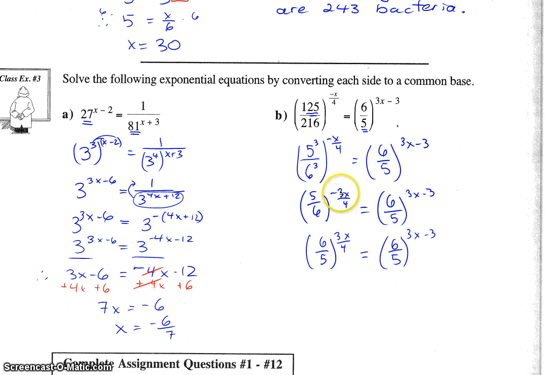Again, never reciprocal your exponent. Ever, ever, ever. Never reciprocal the exponent. Okay, now the bases are the same. We have 1 power equals 1 power, so therefore the exponents, 3x plus 4 equals 3x minus 3.